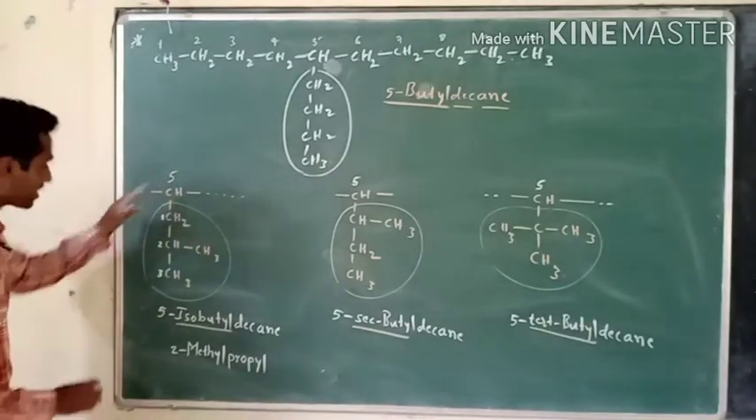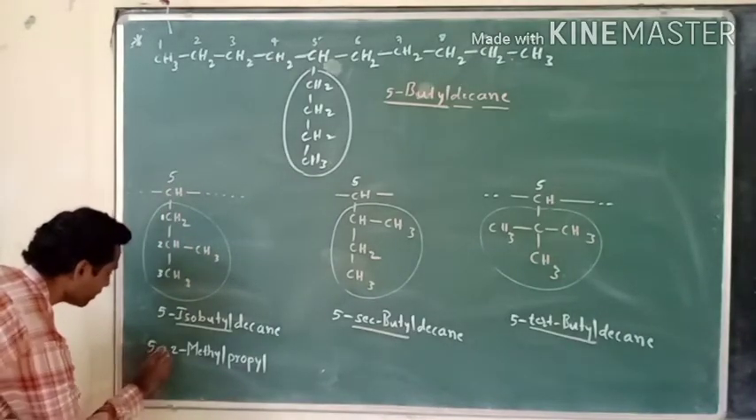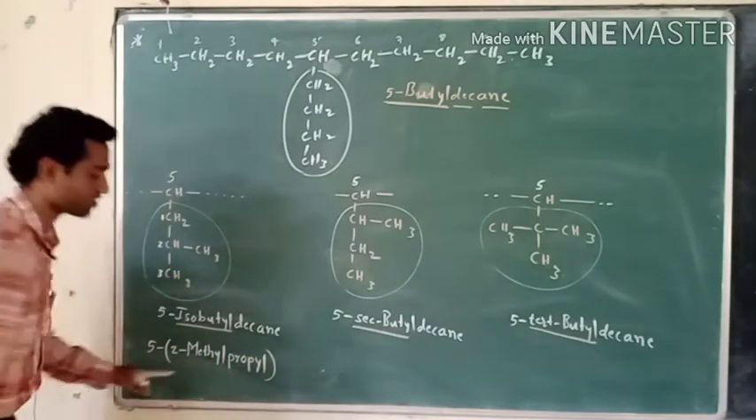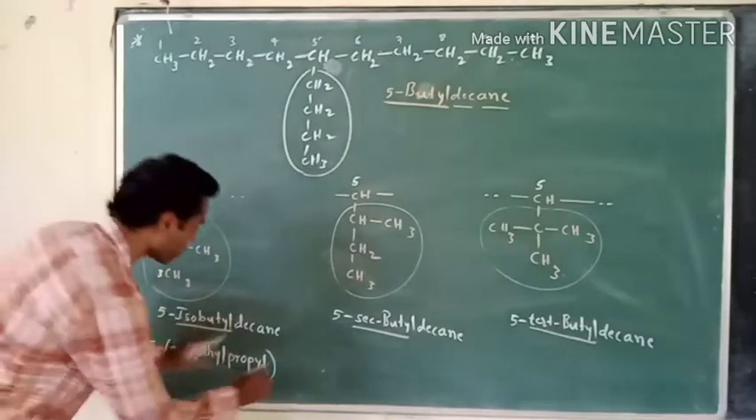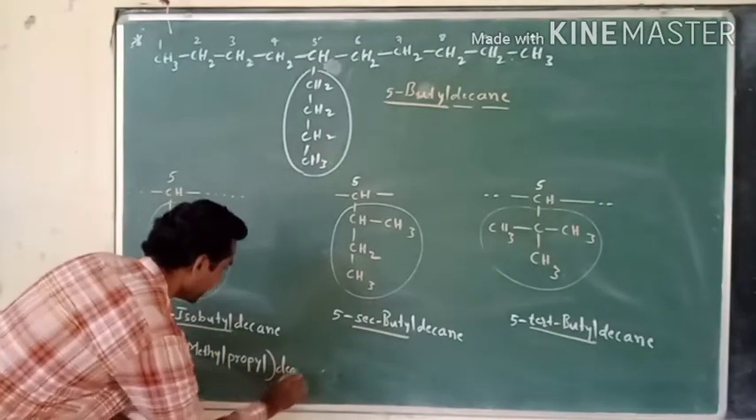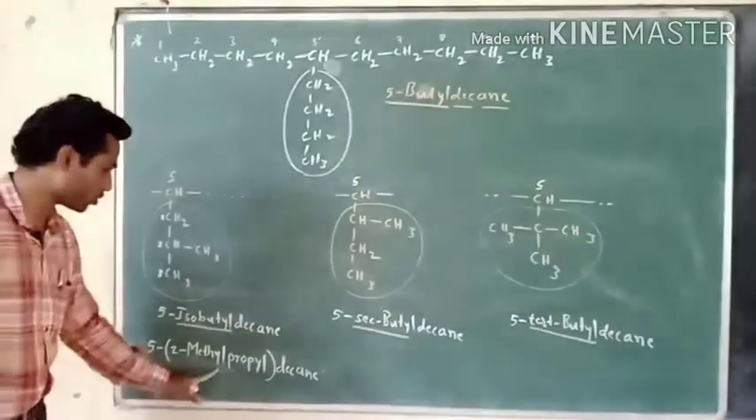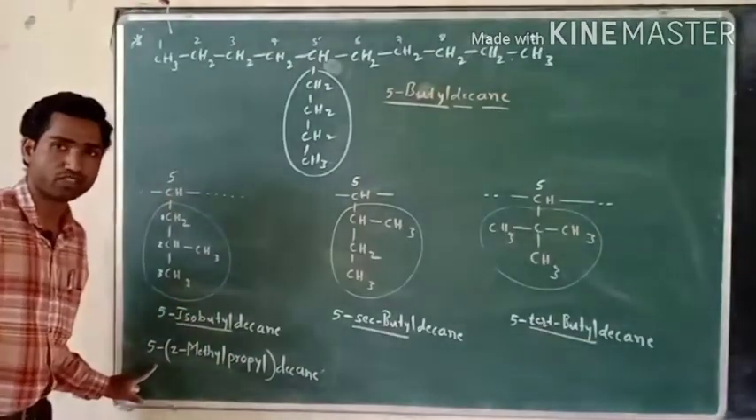So to which carbon is it attached? At the fifth position it is attached to the main carbon chain. This whole systematic name of the substituent is written within the bracket. Then the root word is dec. Ane is the primary suffix. This is the systematic name of the substituent and the molecule.